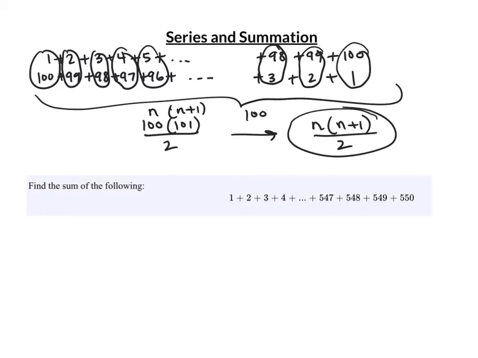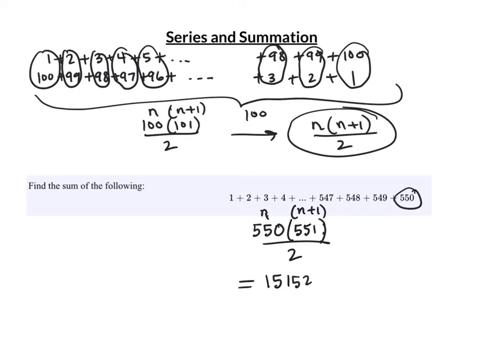So in the example below, my n is 550. So I take 550 times n plus 1, so that would be 551. And then all I do is divide that by 2. n times n plus 1 divided by 2. Punch that into the calculator. Be careful, you need to multiply the top before you divide by 2. So the result of that is 151,525.